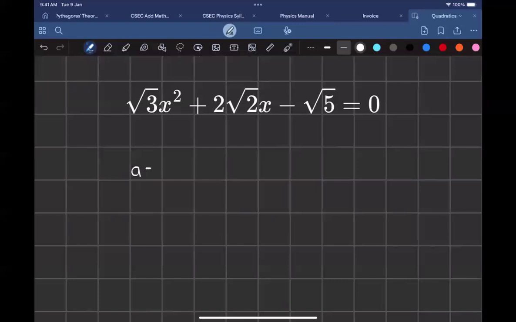Now, A is the coefficient of x squared. So ax squared plus bx plus c. A is what is in front of x squared. So you would say that is root 3. What is b, you think? I think b is 2. No, 2 is not the only thing in front of x. 2 square root 2. Yep.